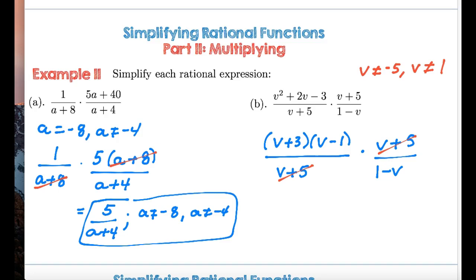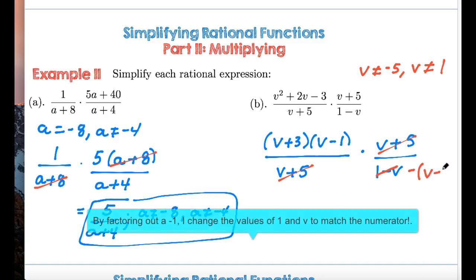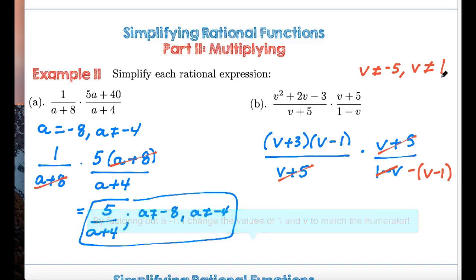What I have to do is factor this out, or factor this is actually equivalent to taking the opposite, factoring out a -1, and I get v minus 1 if I factor out a negative. So now this v minus 1 could simplify with this one.